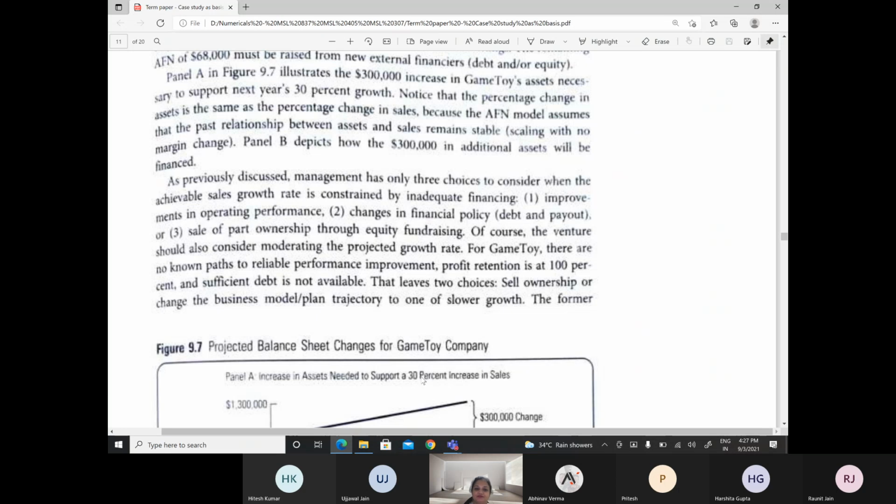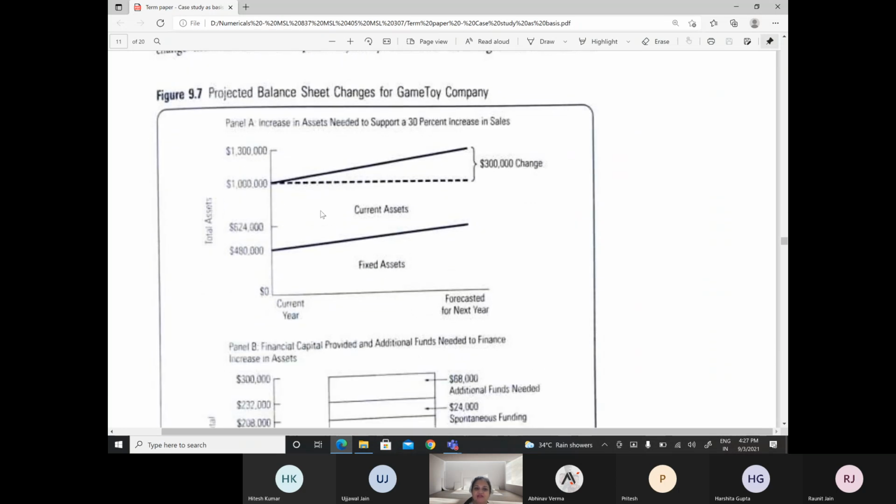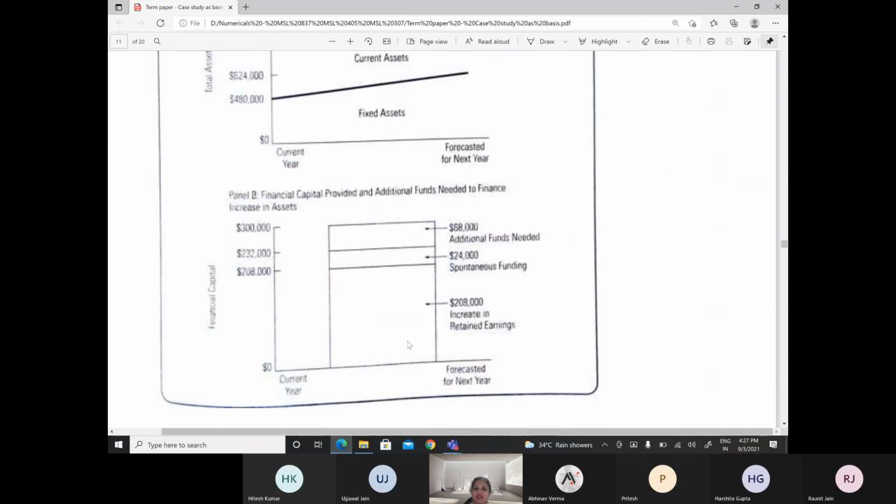So you can see here, in the first panel, we see the increase in assets that would be needed to support a 30% increase in sales. So this would be a $300,000 increase. So now naturally, when you need $300,000, here is a component on how you will get it. So you'll get 2.08 million by increase in retained earnings. You'll get $24,000 through spontaneous funding, and you'll get the remaining $68,000, which is your additional funds needed. For this, you'll have to raise fresh equity or debt.